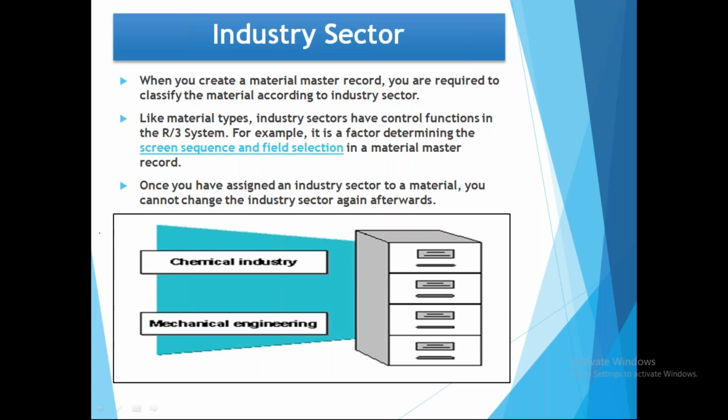Industry sector basically is a main master data where we record for all the departments. Industry sector is first created in the backend configuration. So that industry sector you will assign to the material master while creating it. I'll show it in the system.